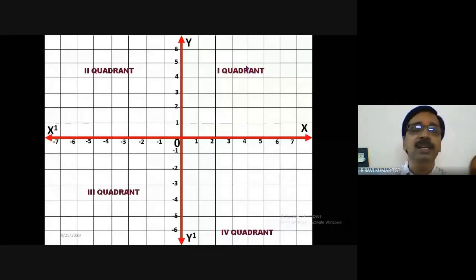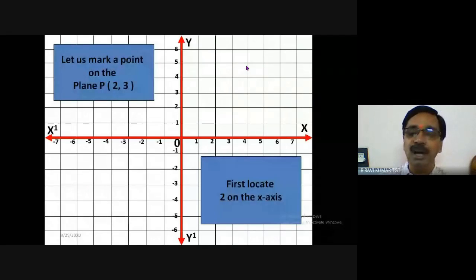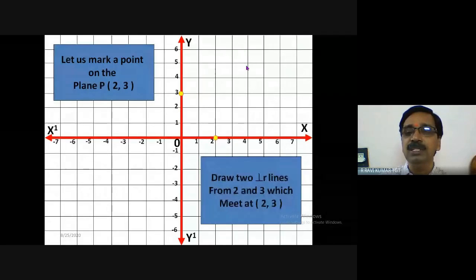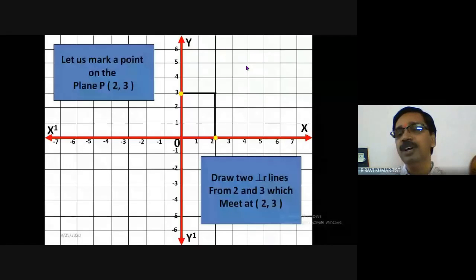And let us mark a point (2, 3). First we look at 2 on the x-axis, and then from there we look at 3 on the y-axis, like this. Then we draw perpendiculars from each. Draw perpendiculars from 2 as well as from 3, and the point of intersection is the point. Actually, this drawing is not required when locating the point. It is only for your understanding.